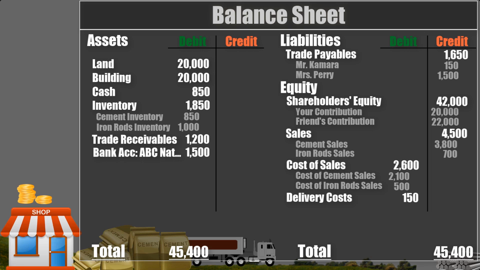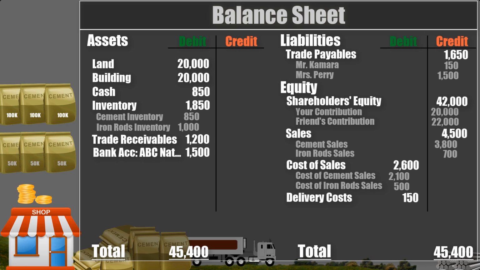To make the idea clear, we will use an example where you buy 6 bags of cement over 2 purchases. The first 3 bags cost you 100 each, and the second 3 cost you 50 each. Let's assume that you sell 2 of these 6. This time, the sale price is irrelevant because we only need to calculate the cost of sale.